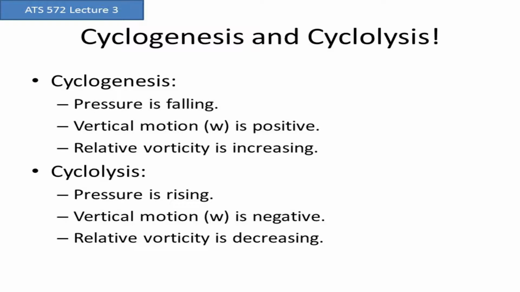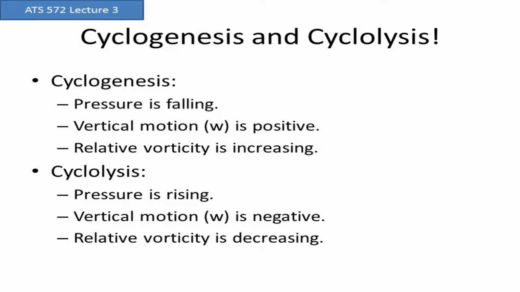Remember, we have to have a definition of what we mean by cyclogenesis and cyclolysis, and intuitively we have some ideas from lecture 3 about how cyclogenesis is about how pressure is falling and vertical motion is positive. Well, W is positive, omega would be negative. Relative vorticity is increasing, that is moving farther to the right on the number line.